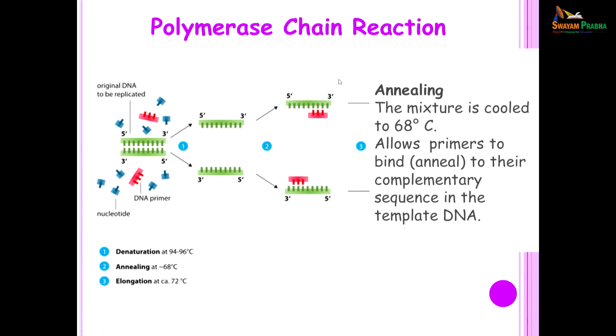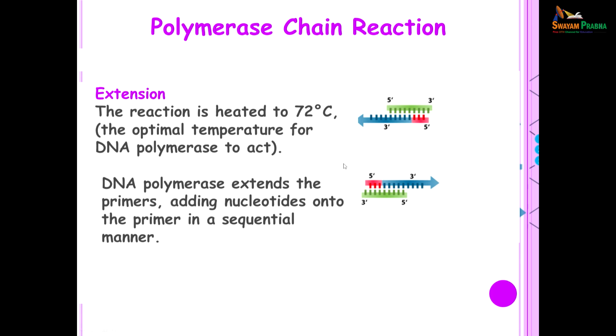Now, remember, I told you there were primers. There were primers which are specific for this particular DNA segment, which will attach. So, they will anneal with the complementary DNA sequence. Then with the help of the nucleotides, there will be extension.